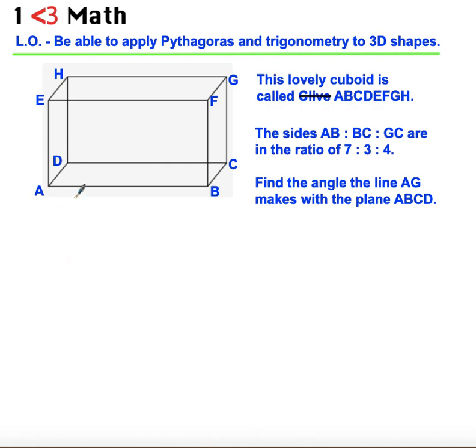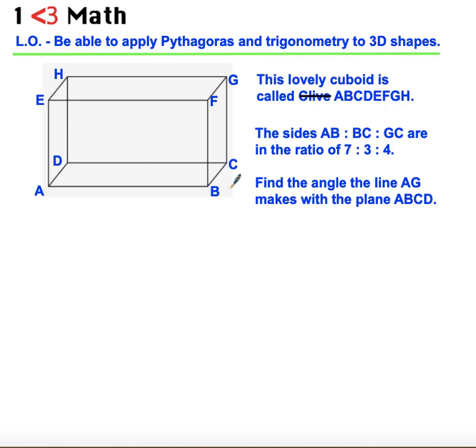So, we need to find the angle that the line from the point A to the point G makes with the base, the plane ABCD. Now, more often than not, on exam questions where you have to apply Pythagoras and trigonometry to 3D shapes, to cuboids, it's a good idea to note on the diagram in pencil, in case you need to rub it out, what information you have.